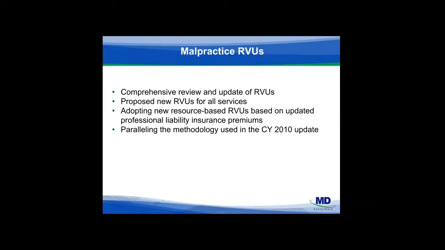So as required by Medicare law, review and, if necessary, adjustments to malpractice RVUs are to be done no less than every 5 years. For calendar year 2015, CMS conducted the 3rd comprehensive review and update of malpractice RVUs and then proposed new malpractice RVUs for all the services. CMS is adopting new resource-based malpractice RVUs based on updated professional liability insurance premiums and largely still paralleling the methodology that was used in 2010 when the last updates were made.